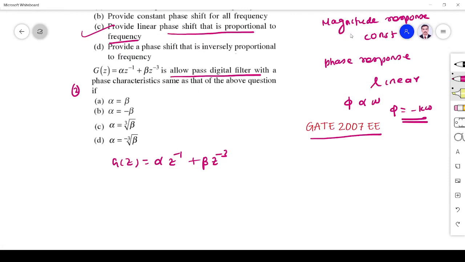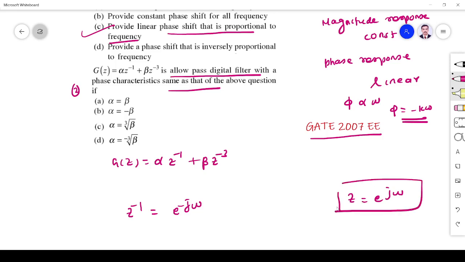As I told, the magnitude should be constant and the phase should be linear for any filter. So here for distortion-free output, what is the condition? The phase should be linear. So z power minus 1 will be equal to e power minus j omega, since we know z is equal to e power j omega. That is the relation between z and omega. Similarly, z power minus 3 will be equal to e power minus j3 omega. So this is the phase condition.